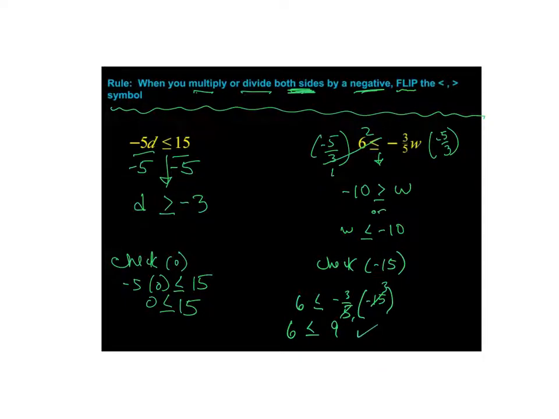So the rule is when you multiply or divide both sides by a negative, we flip the symbol. I like to think of that as negative flip.